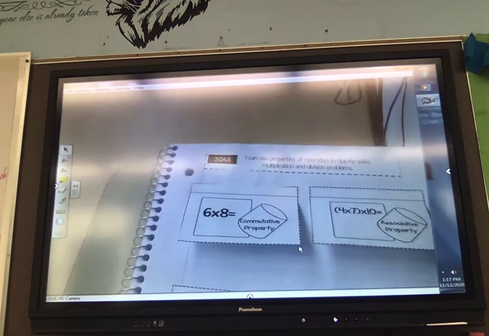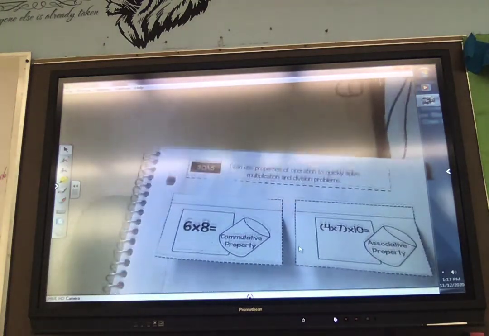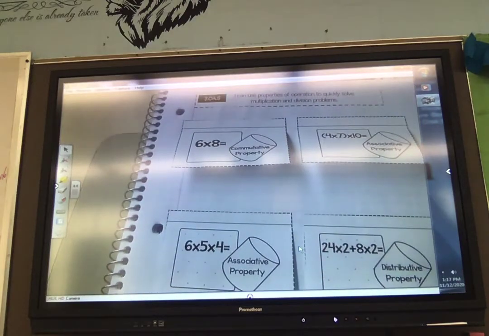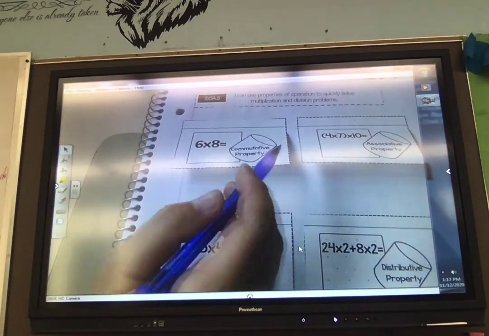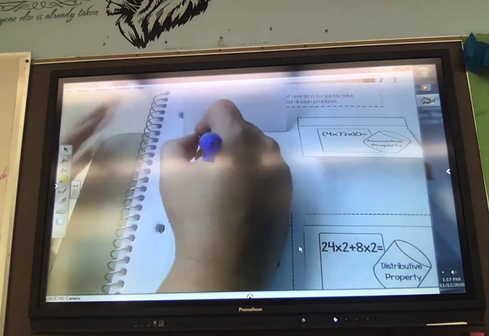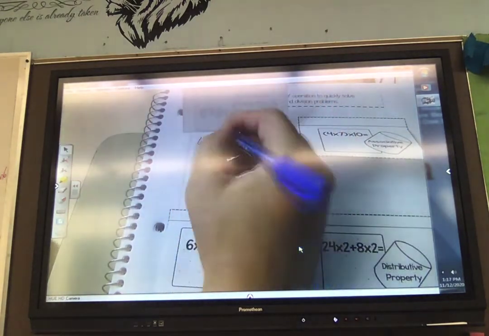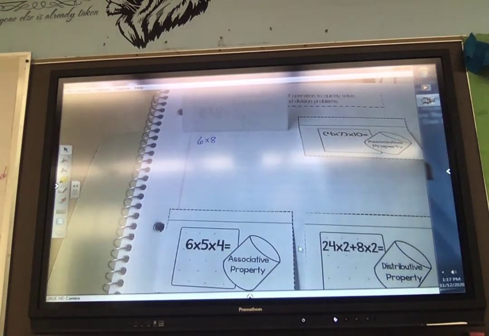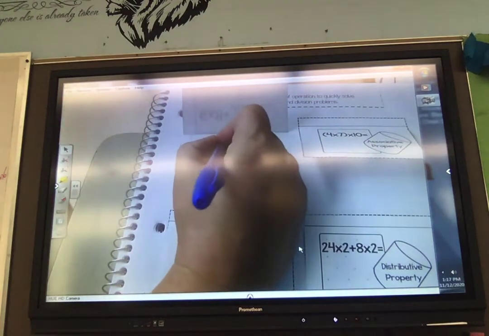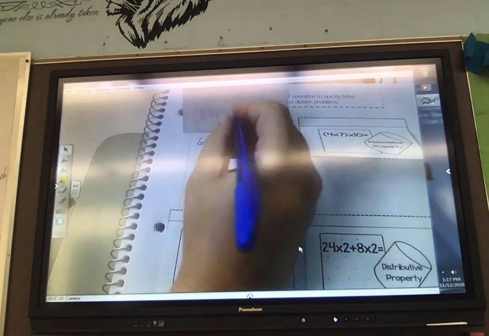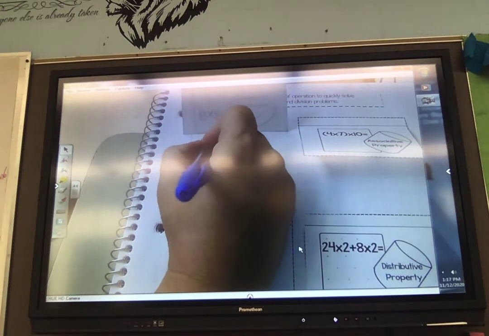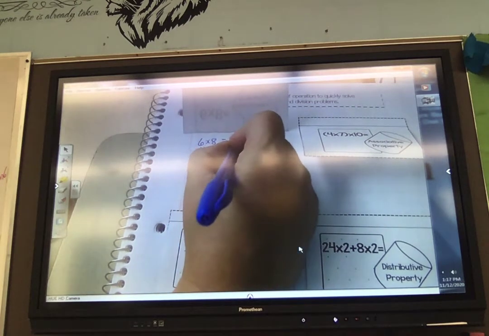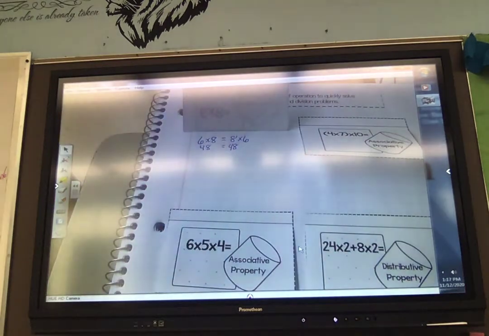Okay? So let's start with the commutative property up here at the top. It says 6 times 8, and they want us to use the commutative property. We know that means order. So instead of 6 times 8, we're going to switch our order, and so our order is going to be 8 times 6. So we know 6 times 8 is the same as 8 times 6. 6 times 8, the cake is for the 8. 8 times 6, the cake is still for the 8, isn't it? So we get 48 on both, and that is the commutative property, changing the order.